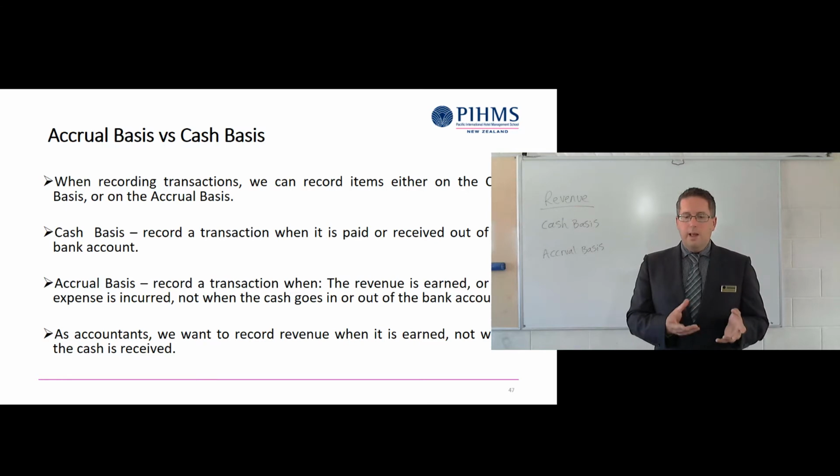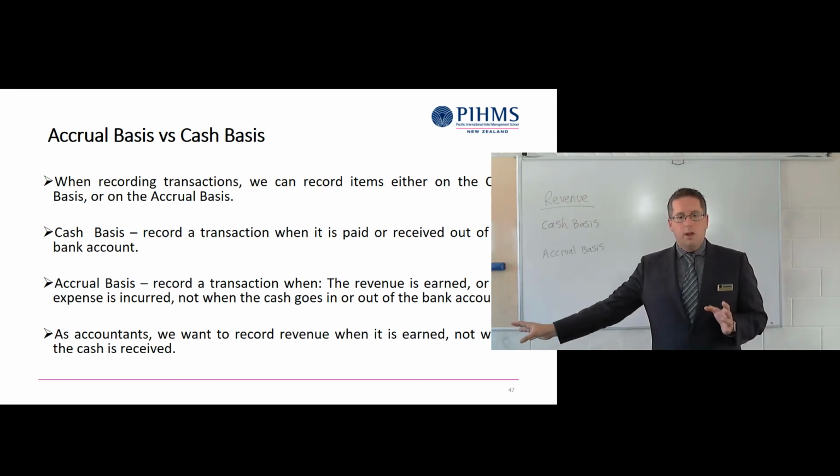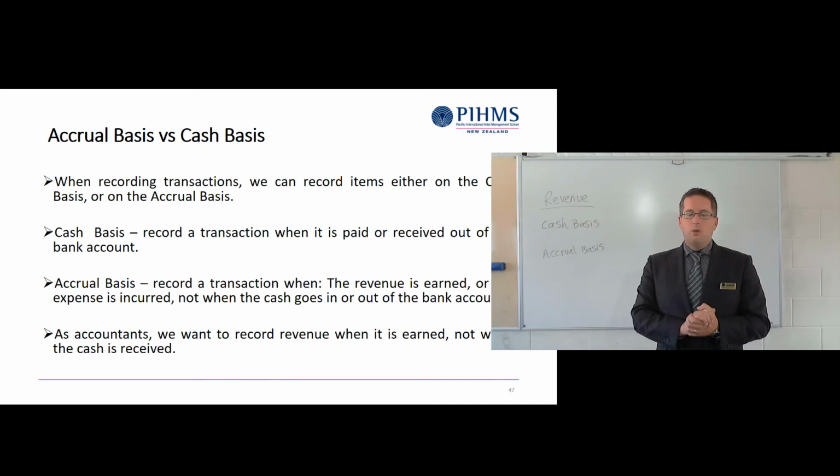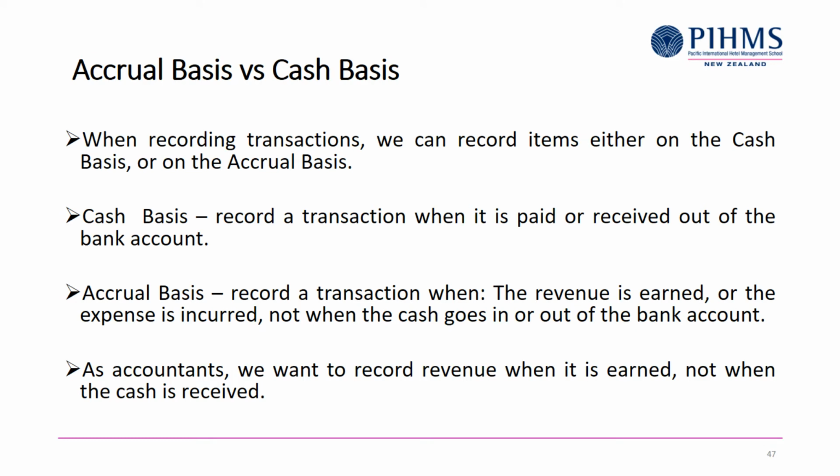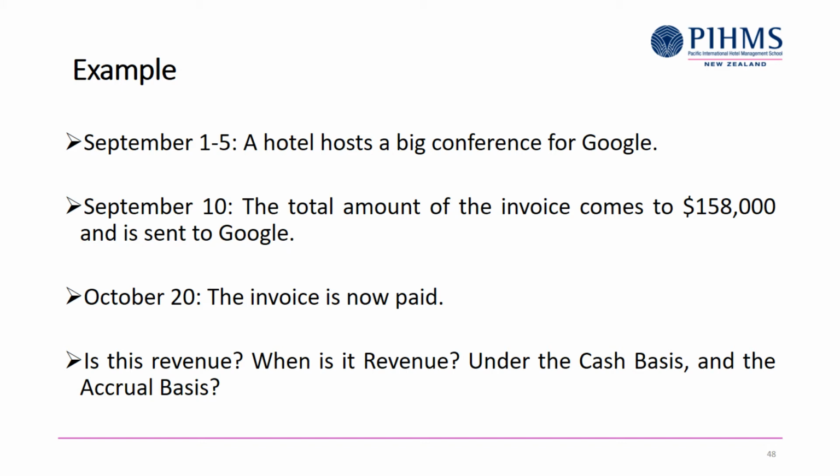However, the cash might happen later. The cash might be received from the customer later, we might pay the bill later. Doesn't matter, that's further down the track. On the accrual basis, we want to record the transaction when it happens, when we earn it, when we incur it. So, that's what I've put down here down the bottom line. As accountants, we want to record when revenue is earned, not when the cash is received. Because some customers might pay us months later, but we want to record it when the event happens, when we earn it.